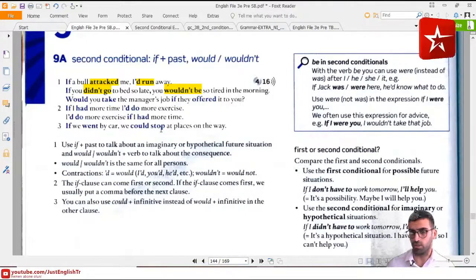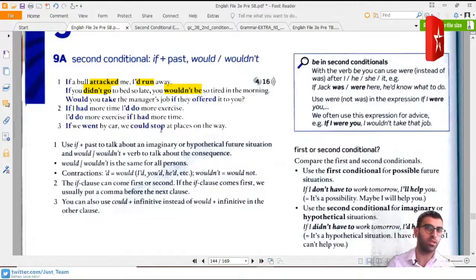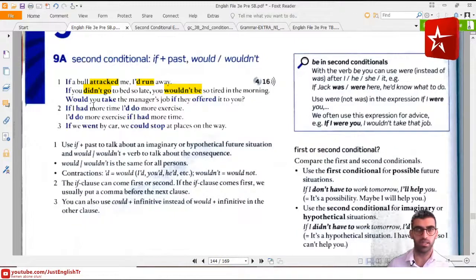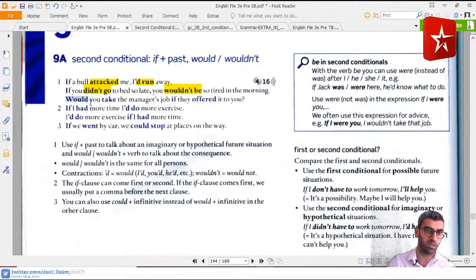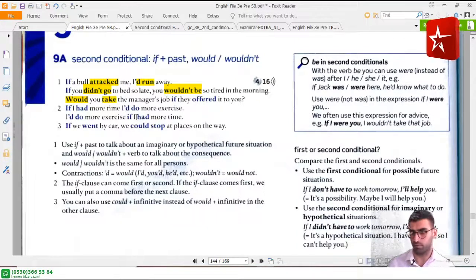In questions, you may ask me, how can we make question sentences? We can use would in front of the subject, like: would you take the manager's job if they offered it to you? We use would in front of the subject in question sentences, and then the subject and the first form of the verb, verb 1 we say.